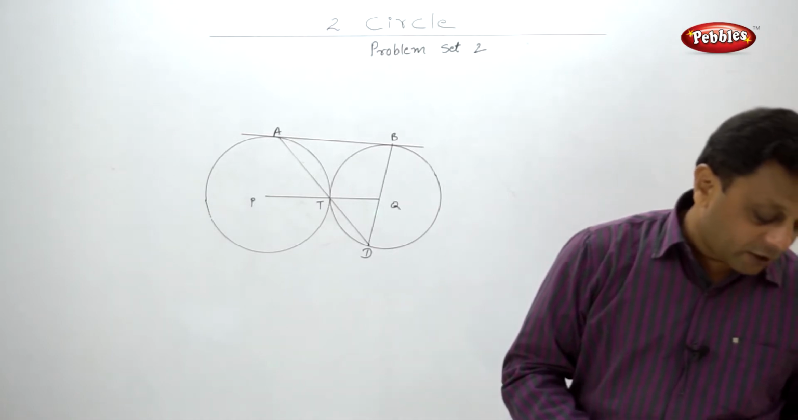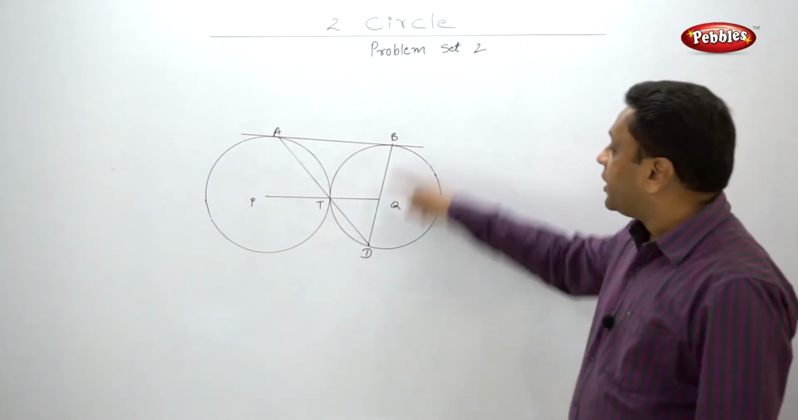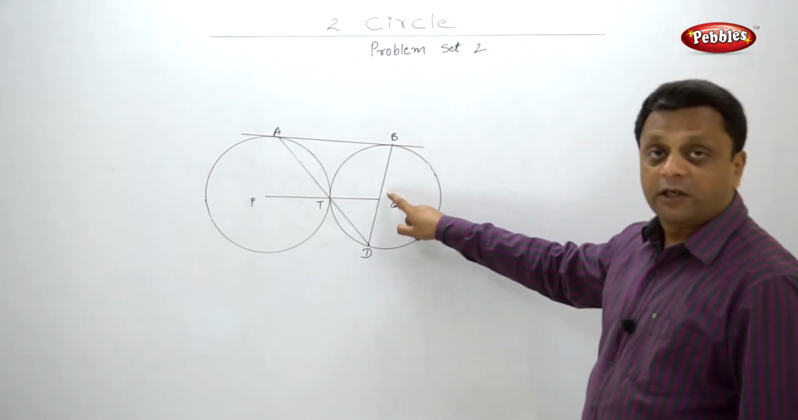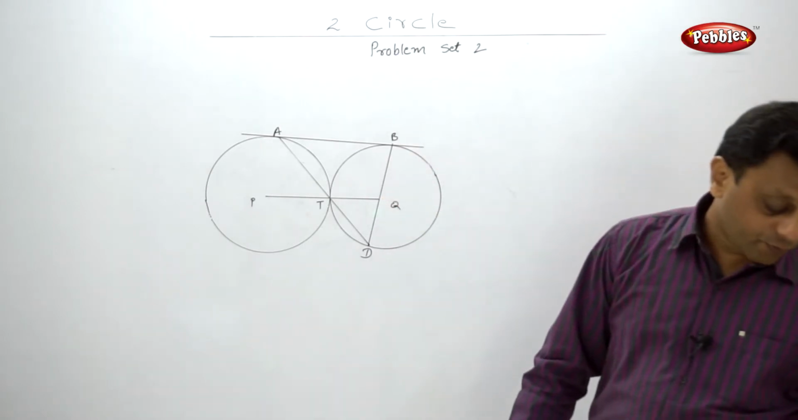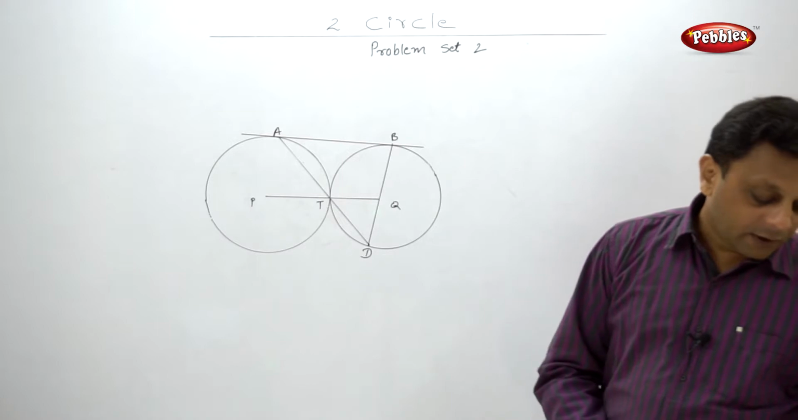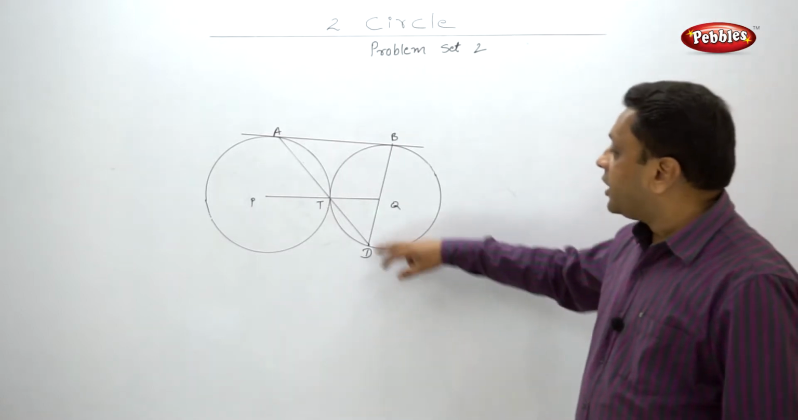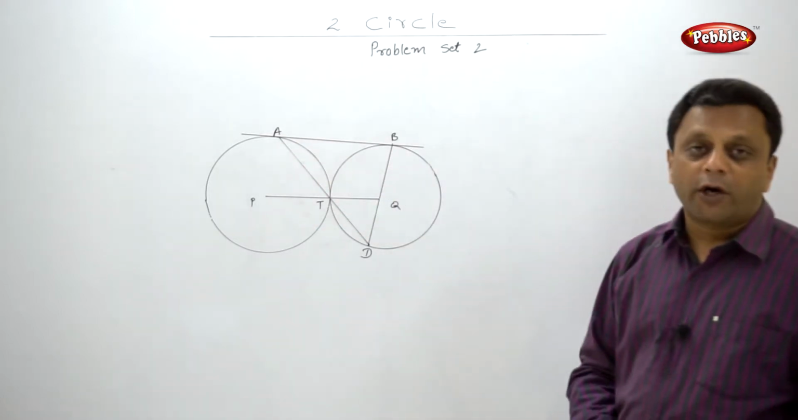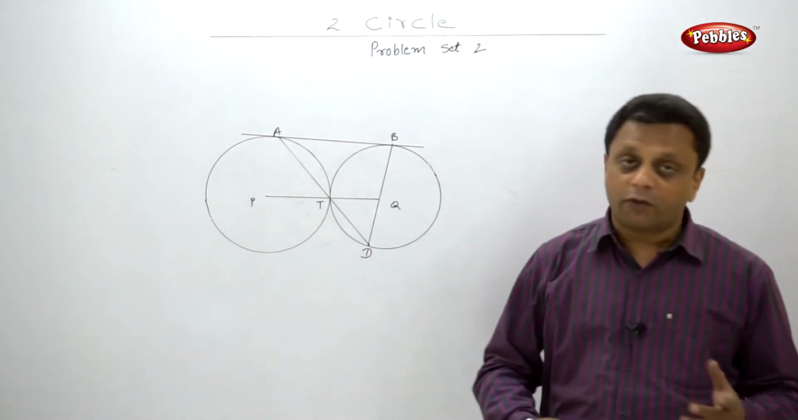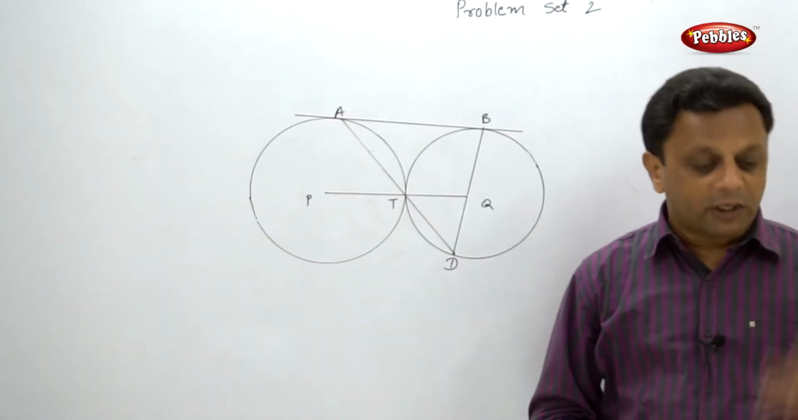BD is a diameter of the circle with center Q. Prove that D, T and A, these points are collinear points. This is what we have to prove. Now here we have to construct something.